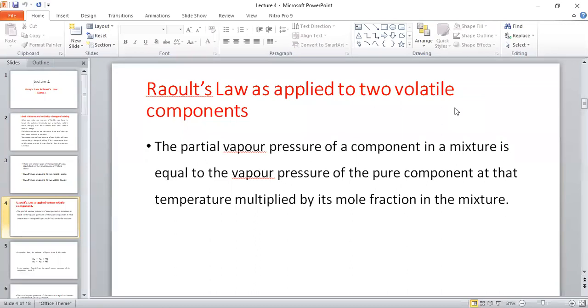So looking at Raoult's law as applied to two volatile components, the partial vapor pressure of a component in a mixture is equal to the vapor pressure of the pure component at that temperature multiplied by its mole fraction in the mixture.